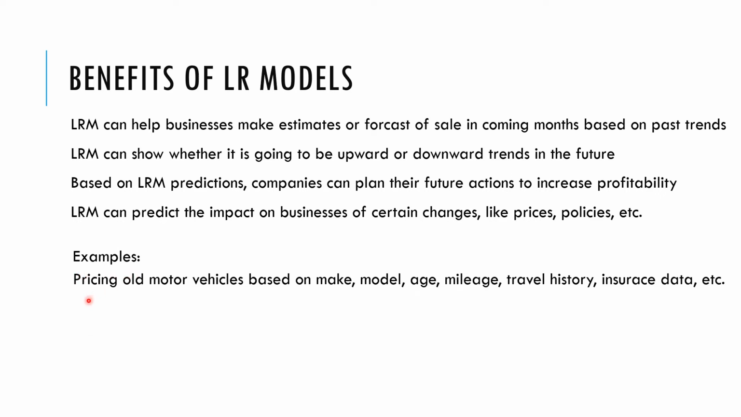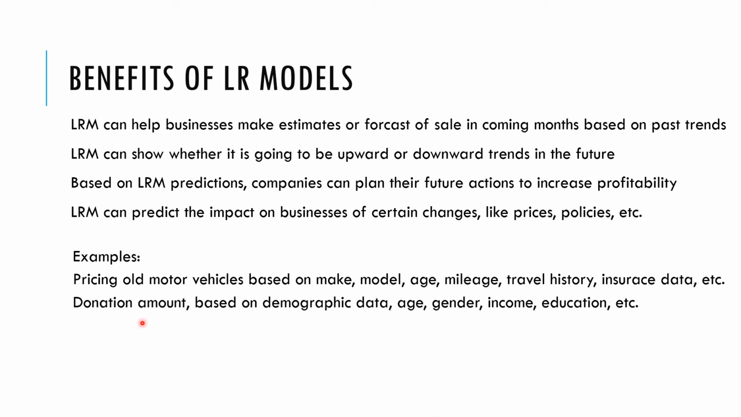So we are going to see some examples here. We can predict the pricing of, let's say we are in the sale of old vehicles. If the vehicle comes to us, we can look at different parameters such as the brand, model, age, mileage, travel history, insurance data and so on. Suppose we've already built a model based on our historical data. If we put all these details in the model, our linear regression model can predict what the actual pricing of this old vehicle should be. So this is one simple example of what linear regression can do.